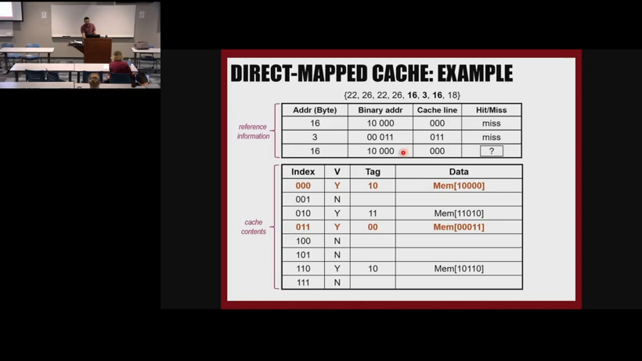16. 000. We go and check the line 000. The content is valid, so there's something there. The tag for this one is 10. The tag here is 10. So it's a hit.